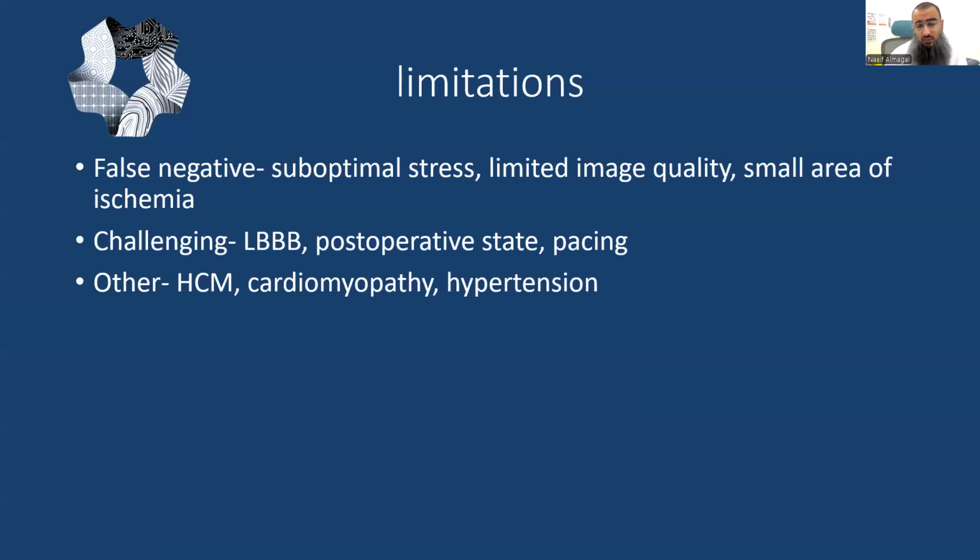The main limitations are false negatives, suboptimal stress, or limited imaging quality. A small area of ischemia can be missed, and this will affect the sensitivity of this study, along with challenging conditions like left bundle branch block, or any conduction abnormality, which can give you a septal regionality, and postoperative status, like post-CABG also. This can present with some regionality that you need to differentiate, whether it is because of ischemia or something else.